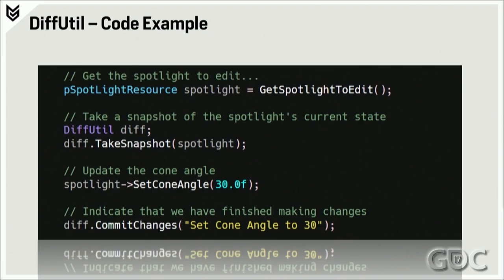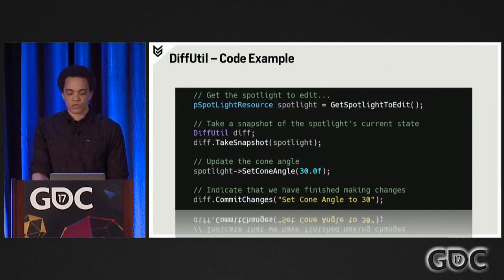So how does this actually look in code? As you can see here, we have a super handy function that's going to give us a pointer to a spotlight that we intend to modify. So we call that function, and then we create a diffutil on the stack, and we use it to take a snapshot of the spotlight's current state. So then we just perform some kind of modification. In this case, we use an accessor function to set the cone angle to 30 degrees. And then afterwards, we tell the diffutil that we're done by calling commit changes.